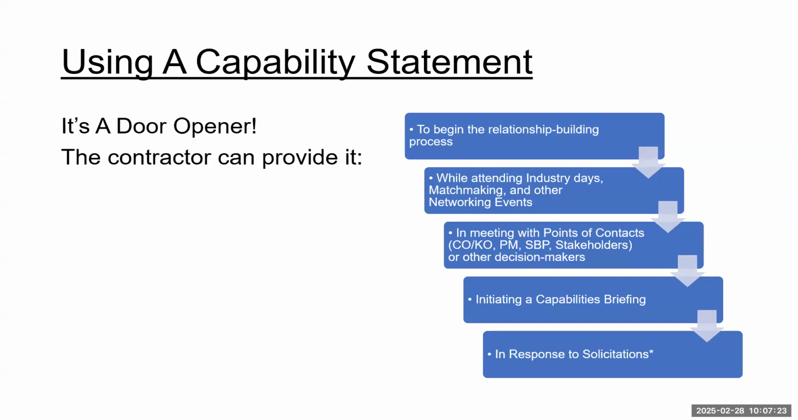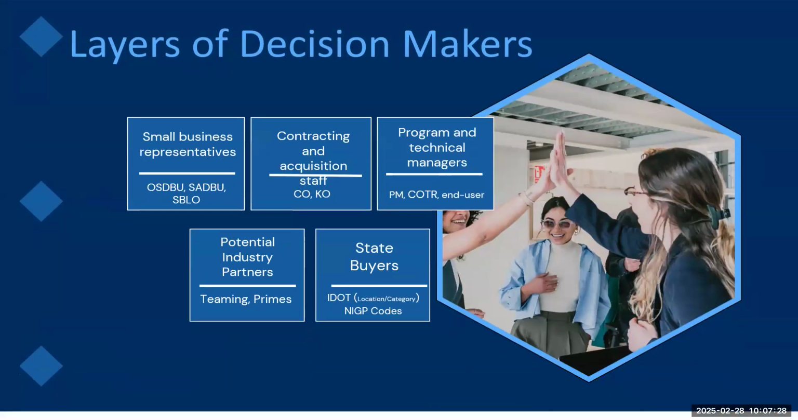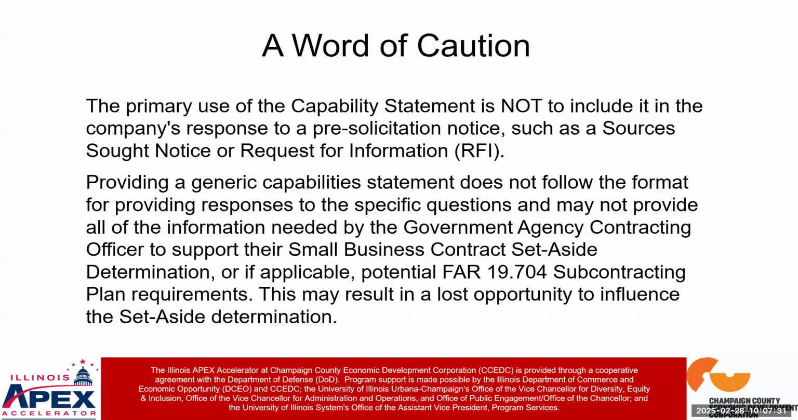Now, I have an asterisk there because I want to make an important caveat to putting it in response to sources sought notices or other documents where they ask you to include other information that you would not necessarily have on your capability statement. So if you are responding, and I am a big proponent of responding to sources sought notices and requests for information, very important that you do not provide a generic capability statement. They'll ask you for one, and that's fine, but understand that is not enough.